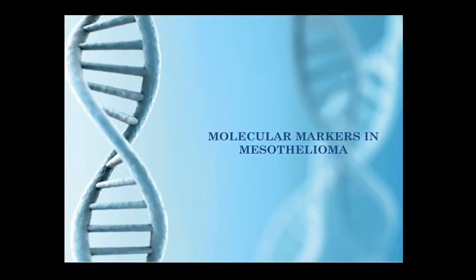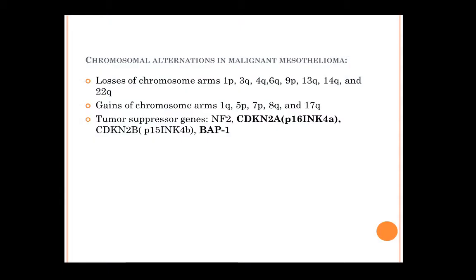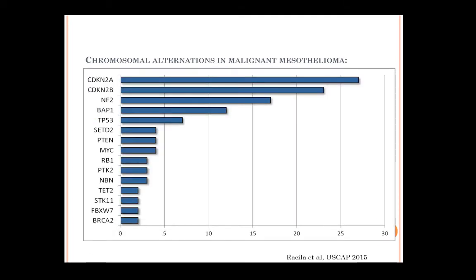So with this background, during the last few years, new molecular markers were introduced to be able to differentiate between benign versus malignant processes. Cytogenetic and molecular studies have shown that malignant mesotheliomas are associated with multiple chromosomal alterations, including losses and gains. Many tumor genes have been described in pathogenesis of malignant mesotheliomas. This slide is from Dr. Rasila's research project and lists the genes that are involved in pathogenesis of malignant mesothelioma in order of frequency.